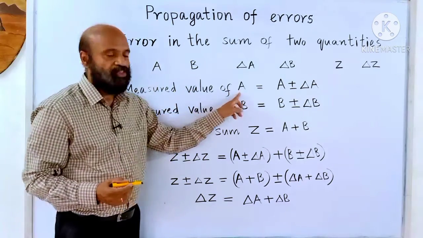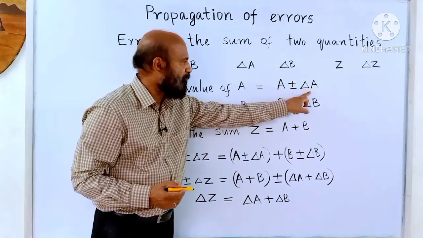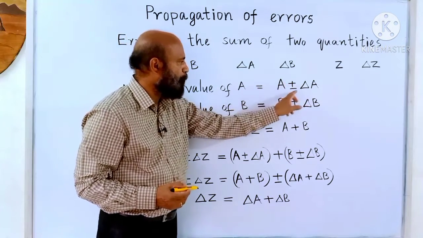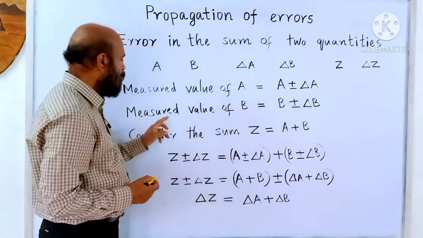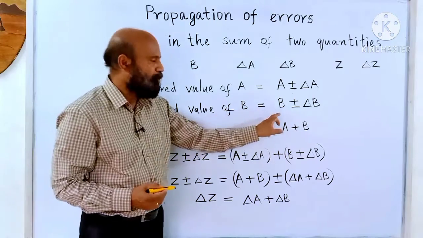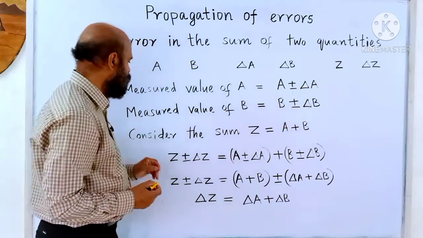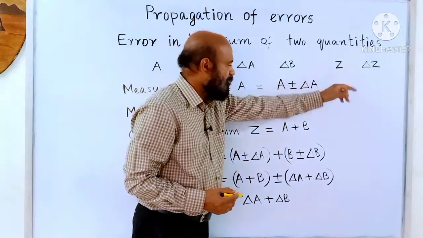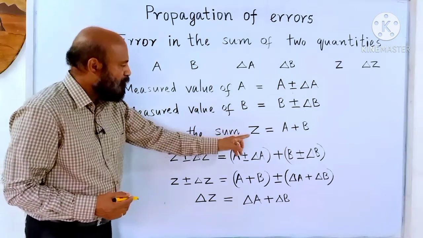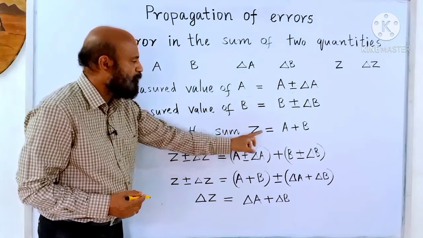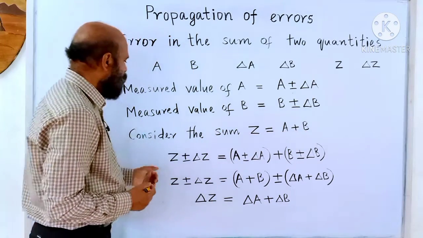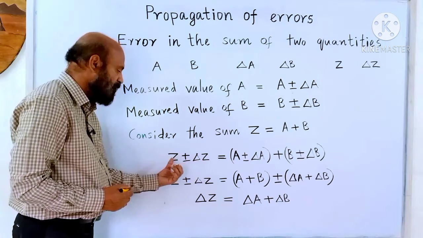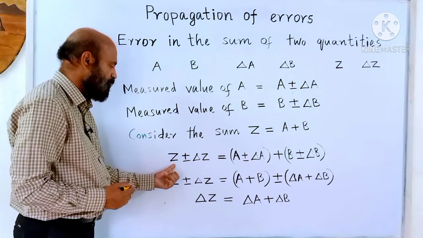Measured value of A is A plus or minus delta A. Delta A is the error in A, so measured value of A is A plus or minus delta A. Similarly, measured value of B is B plus or minus delta B. Now we have to find the error in Z. Consider this sum, Z is equal to A plus B. Now Z plus or minus delta Z, where delta Z is the error in the sum of the two quantities.